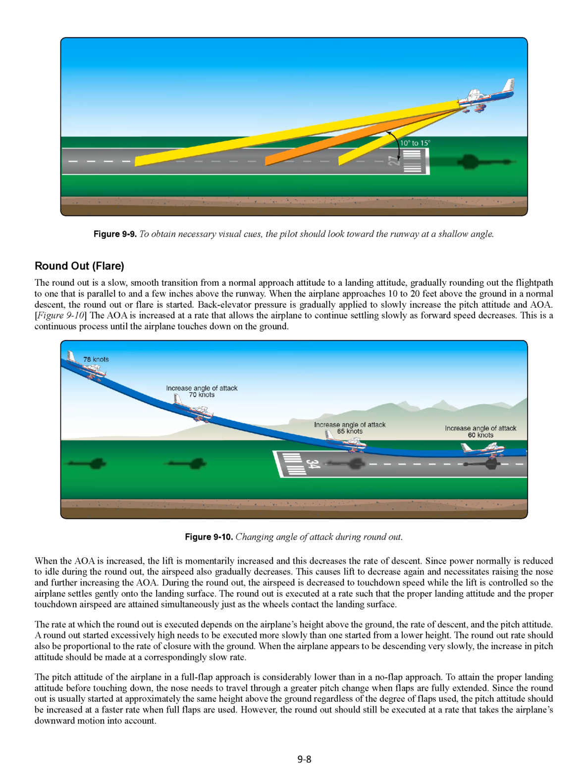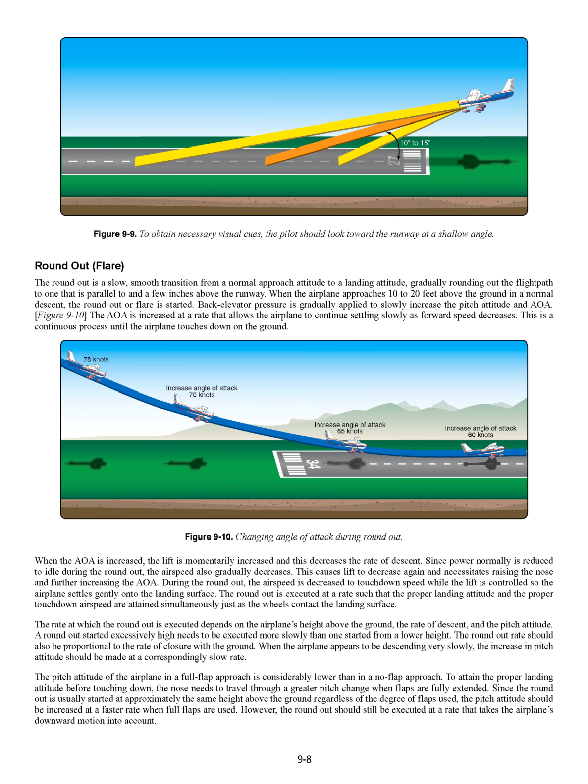When the AOA is increased, the lift is momentarily increased and this decreases the rate of descent. Since power normally is reduced to idle during the round out, the airspeed also gradually decreases. This causes lift to decrease again, and necessitates raising the nose and further increasing the AOA. During the round out, the airspeed is decreased to touchdown speed while the lift is controlled so the airplane settles gently onto the landing surface. The round out is executed at a rate such that the proper landing attitude and the proper touchdown airspeed are attained simultaneously just as the wheels contact the landing surface.